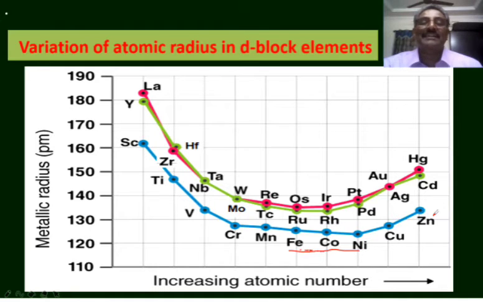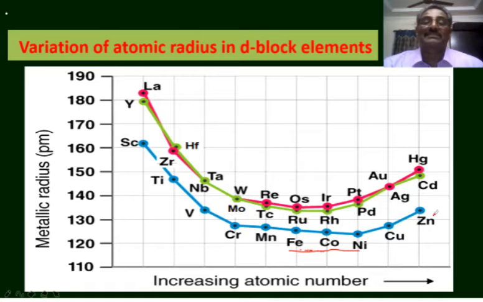The reason is that the differentiating electron enters the inner orbital, that is, the penultimate shell. As a result, as the screening effect becomes more and more due to the increase in the number of electrons in the inner shell, the decrease in the atomic radius is less. Increase in screening effect causes a decrease in the attraction of the nucleus on the outer electron. As a result, the decrease in atomic size is more pronounced in the representative elements when compared to d block elements.